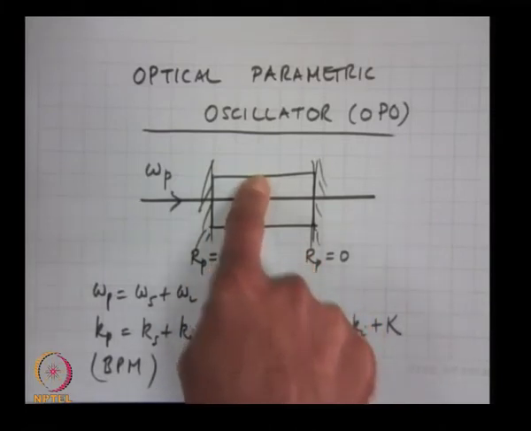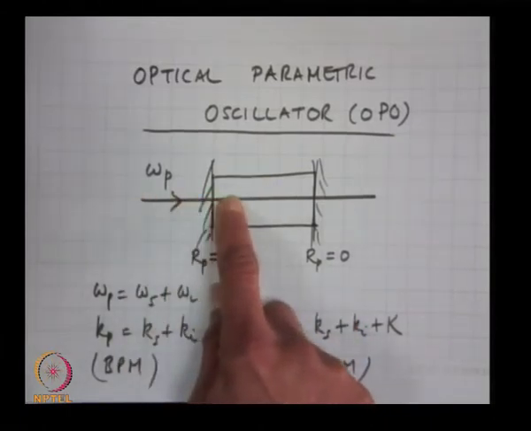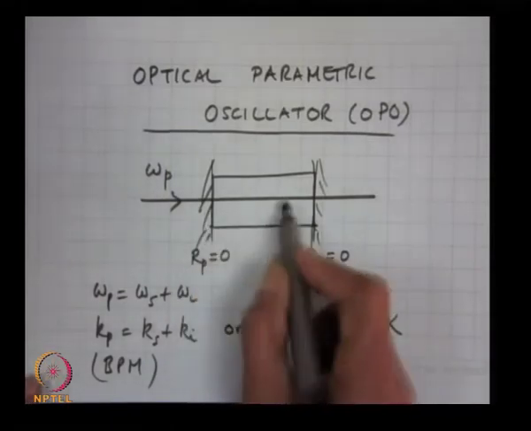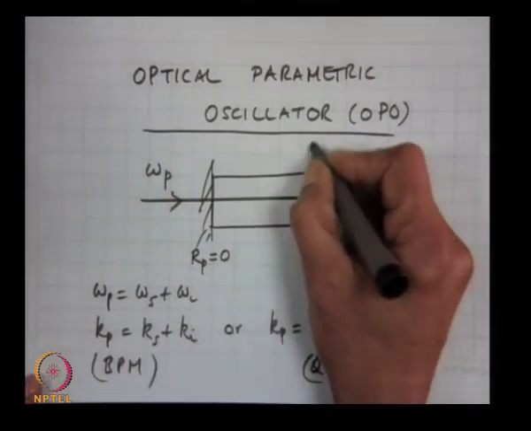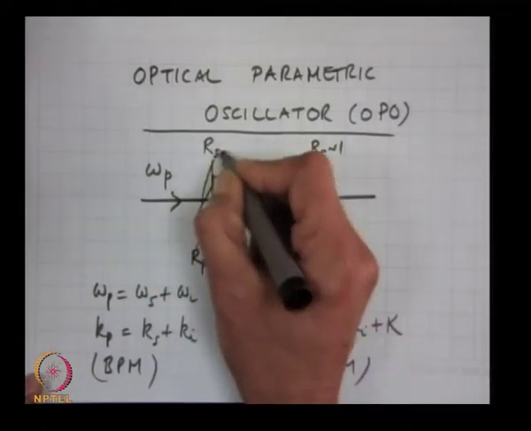Spontaneous parametric fluorescence, or down conversion. An omega p photon comes in, interacts with the crystal and spontaneously down converts to a pair of omega s and omega i photons. That down conversion is brought about by the vacuum fluctuation, just like spontaneous emission is brought about by the vacuum fluctuation. So light at omega p comes in, and some of it spontaneously splits into omega s and omega i photons. Now, I can have, for example, the reflectivity at the signal wavelength close to 1, and the reflectivity at the idler wavelength also close to 1.